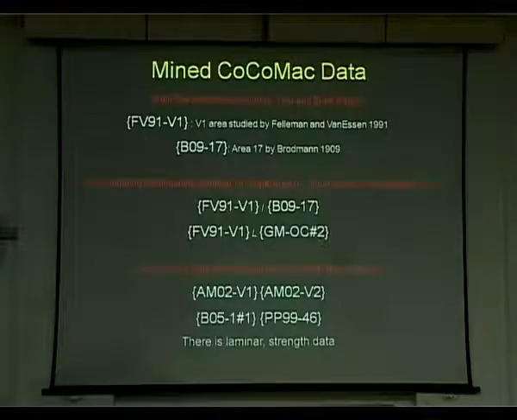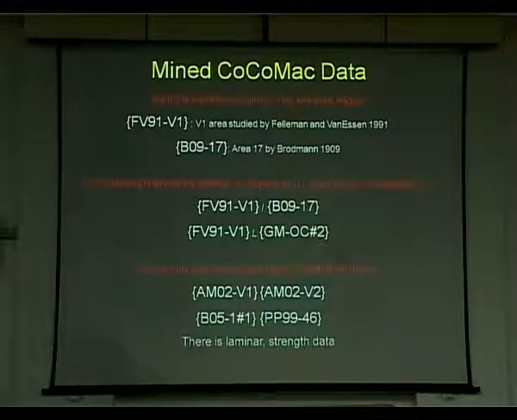Let me give you an example. The first thing is that the brain sites are identified by the authors, the year, and the brain region. For example, the V1 area study by Felleman and Van Essen in 1991 will be labeled FP91 V1, while the area 17 study by Dorfman in 1909 will be labeled D0917, and so on and so forth.